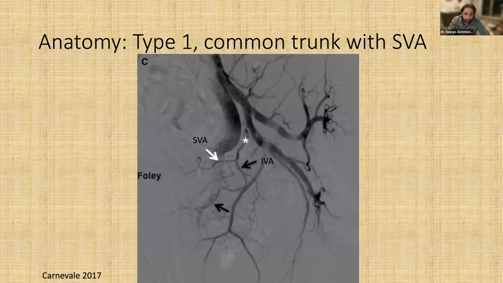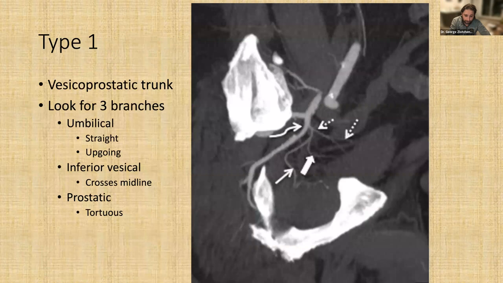Another example of a common trunk with the superior vesicular artery, and there's an inferior vesicular branch here where the prostate artery comes off. This is another example. Here's another example. The prostate artery is the smaller solid arrow, more inferiorly. You can see how it's tortuous, kind of corkscrew.